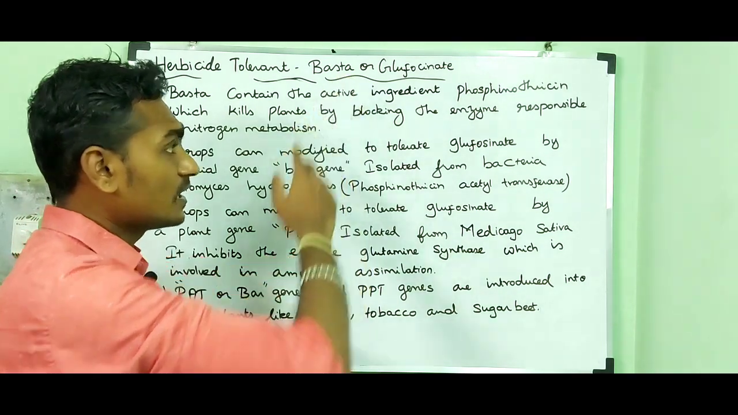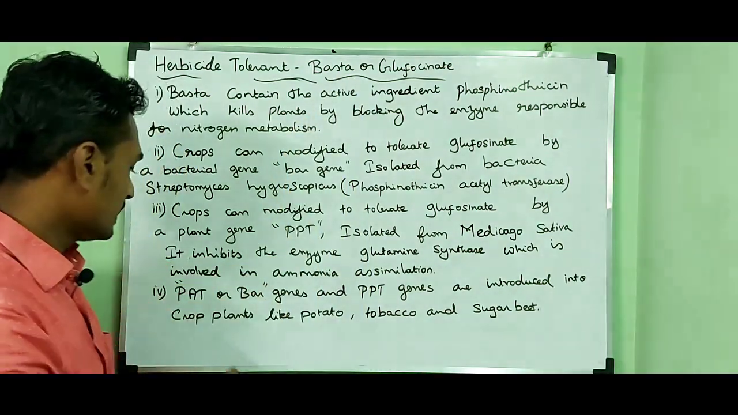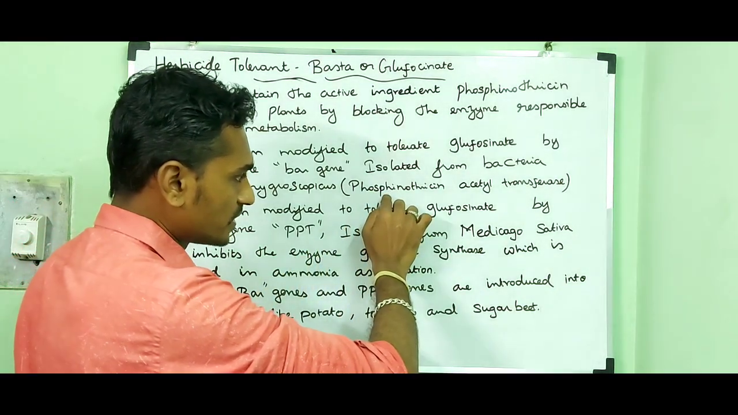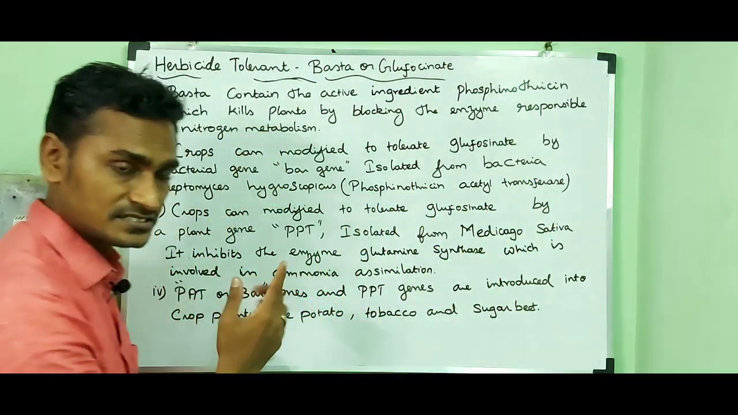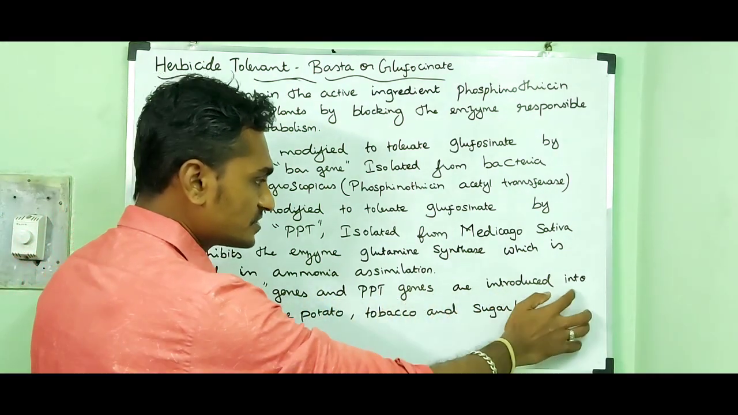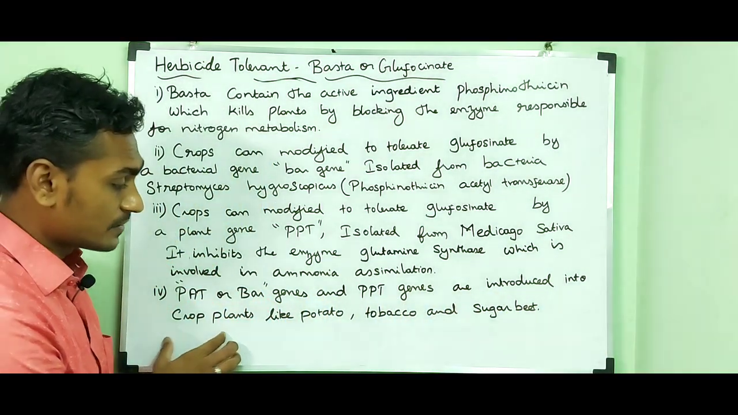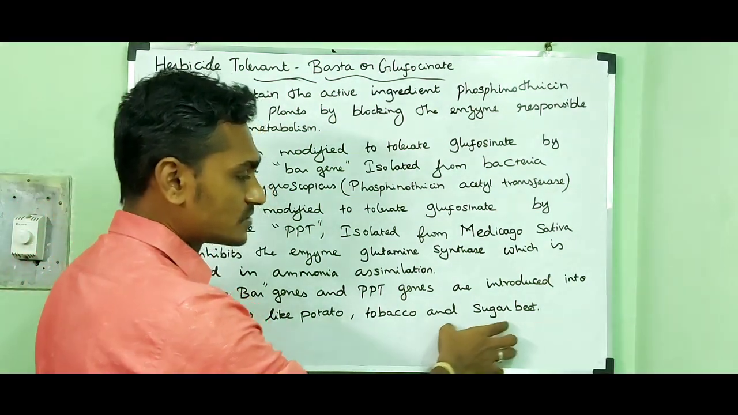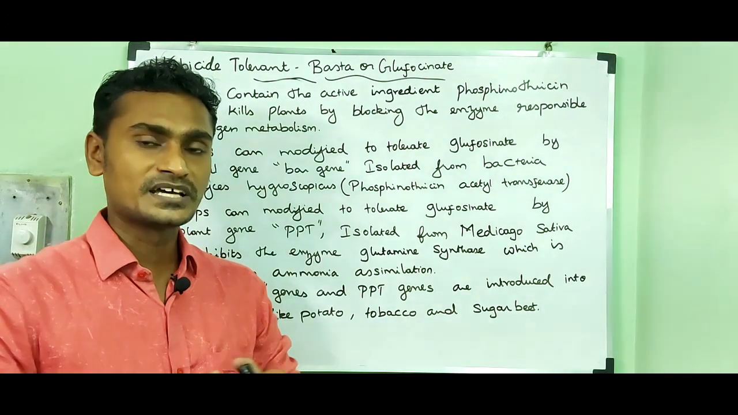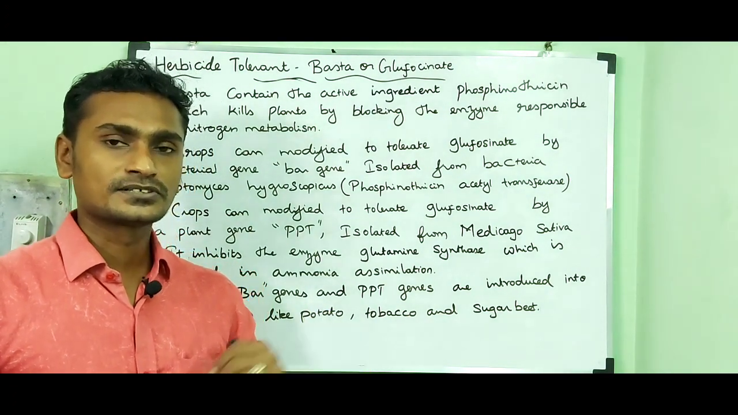So we can use two types of genes, the Bar gene and the PPT gene, to make the crop tolerate the herbicide Basta or glufosinate. The PAT gene means the phosphinothricin acetyl transferase gene. The Bar gene and PPT genes are introduced into crop plants like potato, tobacco and sugar beet in order to make transgenic plants. So that's all about herbicide tolerant plants.